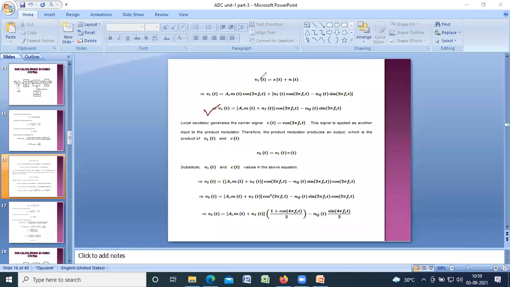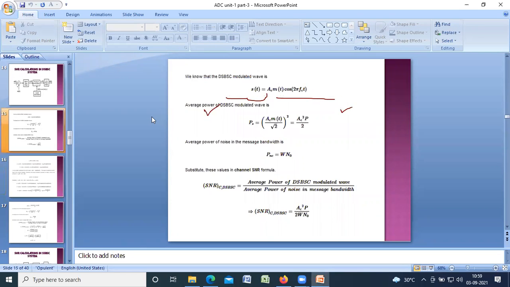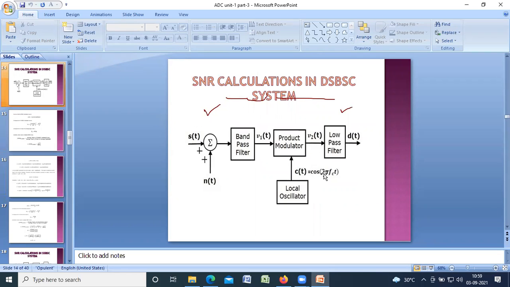Yes ma'am. Ac m of t cos 2 pi fct is your double sideband suppressed carrier, and this one is your noise signal. Now rearrange the terms: the cos terms are separate and the sine terms are separate. And what is the value of c of t? That is cos 2 pi fct, which is generated from the local oscillator. You can see here which signal is being generated from the local oscillator. c of t is equal to cos 2 pi fct.